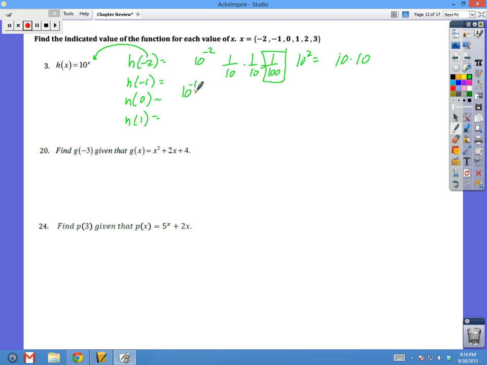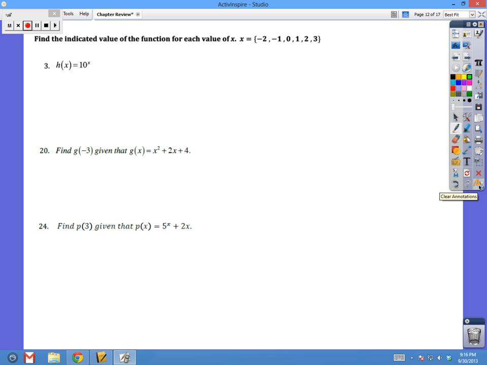10 to the -1. I have a negative exponent, so I am going to move it to the denominator. If you have 3 over 5 to the -2, now if your exponent's on the bottom, then you move it to the top. It's going to be 3 multiplied by 5 squared. So if your exponent's negative and it's in the bottom, move it to the top. If it's on the top, move it to the bottom. Okay, number 20.